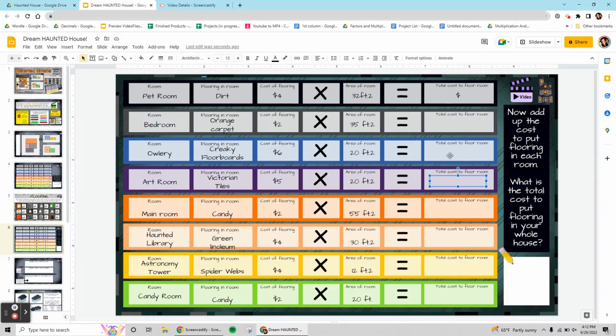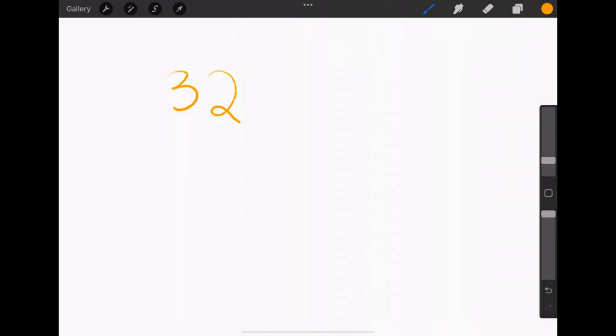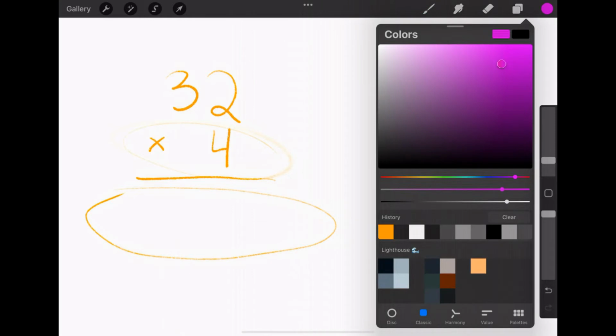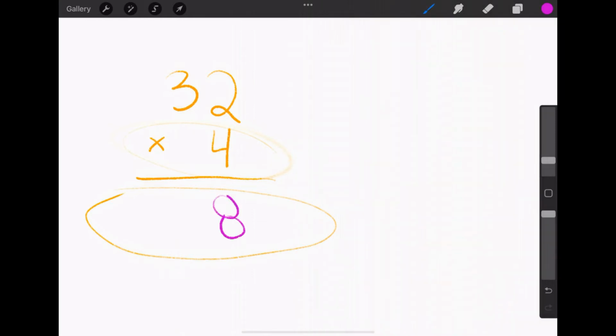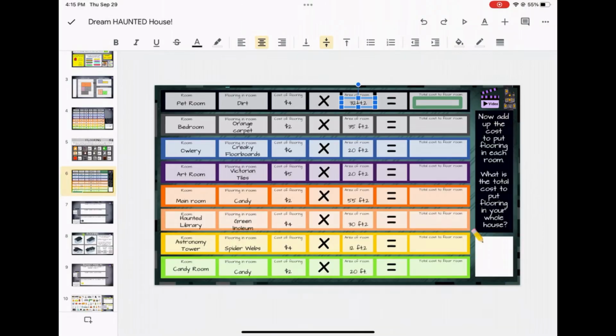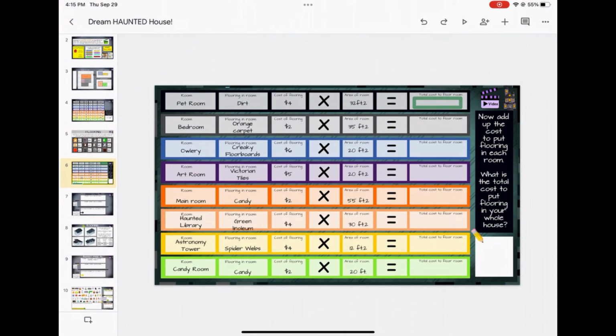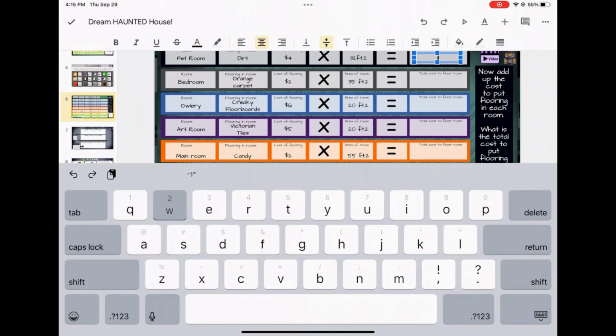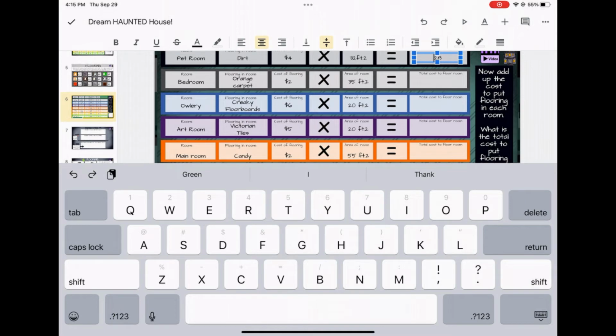But if you'd like to watch me do some of that math, I'm going to switch my camera and show you some of that math now. And you're welcome to watch if you'd like to. First, I'm going to do 32 times 4. 32 is the area, and 4 is how much each square foot costs for the materials. 4 times 2 is 8, then 4 times 3 is 12, for $128 total. And I'm going to write that in the box.